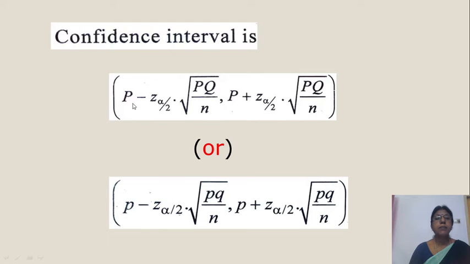The confidence interval is capital P minus Z alpha by 2 into root of PQ by n, which is the lower value of the interval, and P plus Z alpha by 2 into root of PQ by n, which is the upper value. We can also use small pq in place of PQ, and you may use either the population proportion or the sample proportion. So it is P minus Z alpha by 2 root of small pq by n, comma, P plus Z alpha by 2 root of PQ by n.